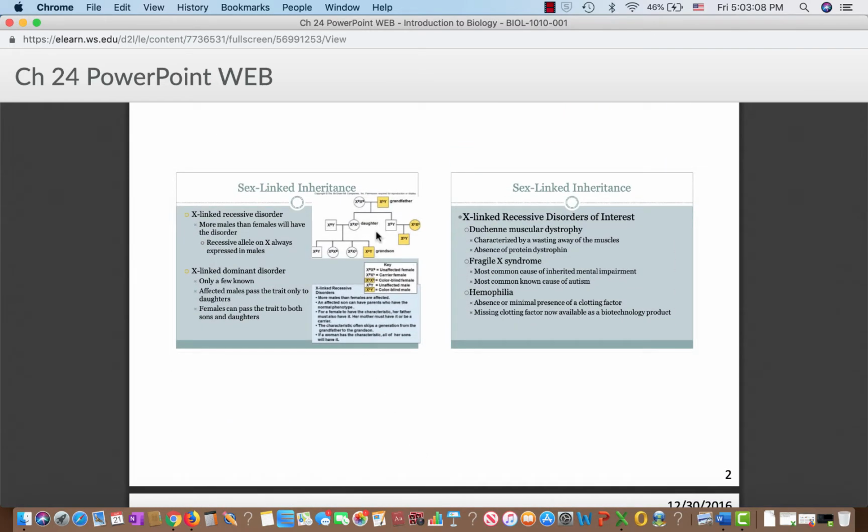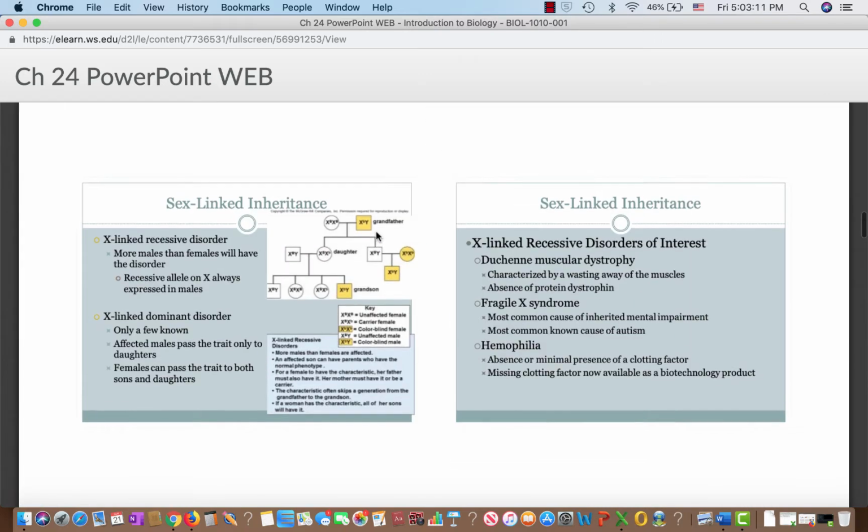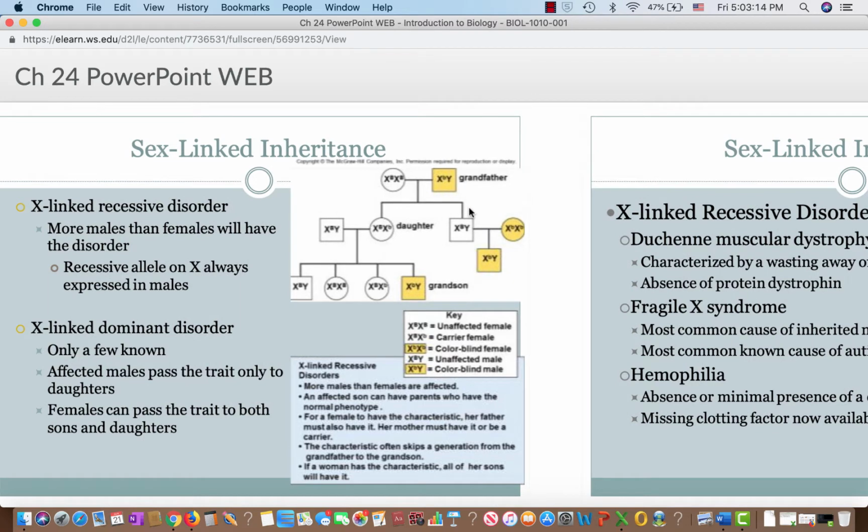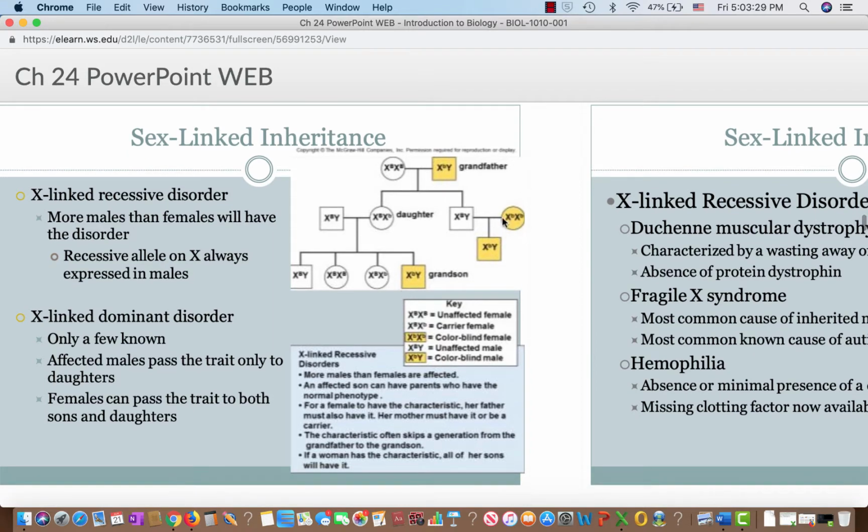You'll typically see something like this, where it follows kind of a recessive pattern in that it skips generations, but the majority of the time that you will see the trait show up is going to be in males in the family. Very rarely will a female display the trait, but you can see here the grandfather was affected. He passed on the affected X to his daughter and an unaffected Y to the son.